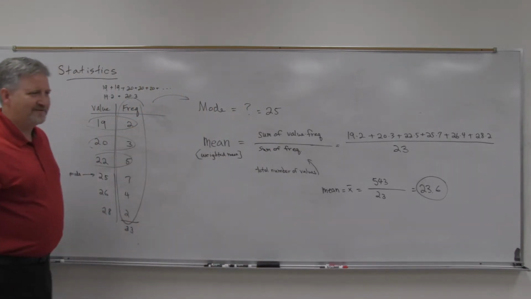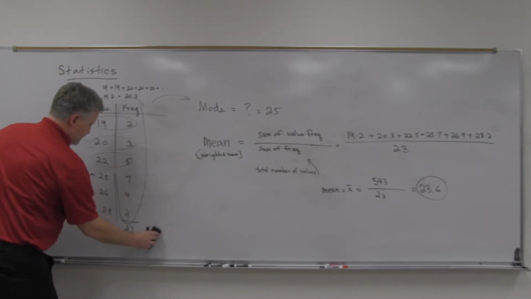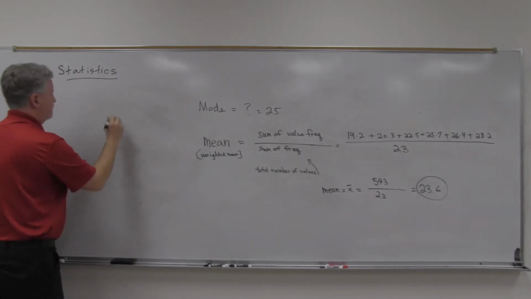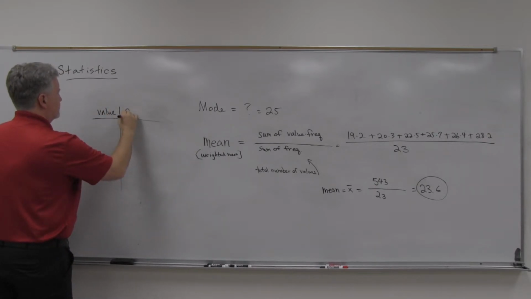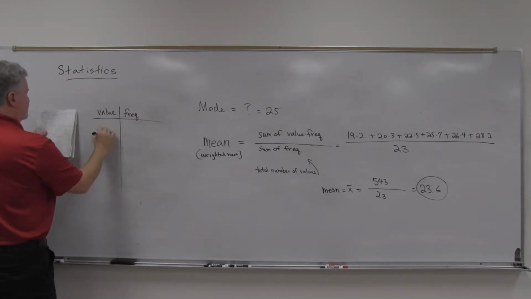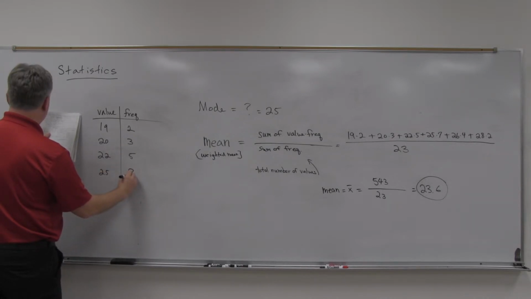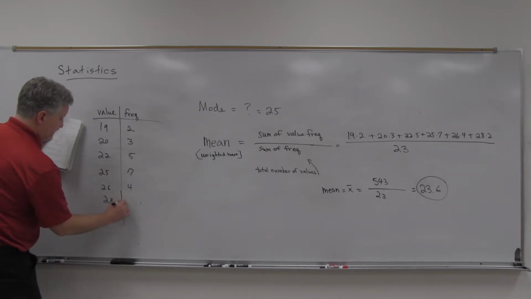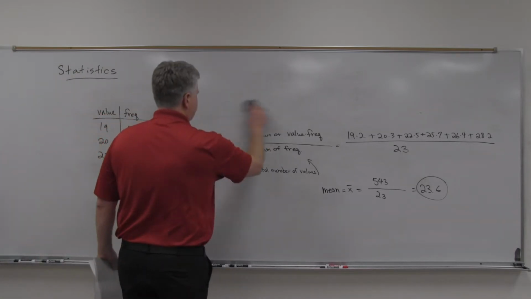Okay, so we got one other one to calculate from this. I'll just do a new one here, same one, fresh copy though. What was it? 19.2, 23, 22.5, 25.7, 26.4. Last but not least, 28. Okay, so we've done the mean and the mode. What about median?